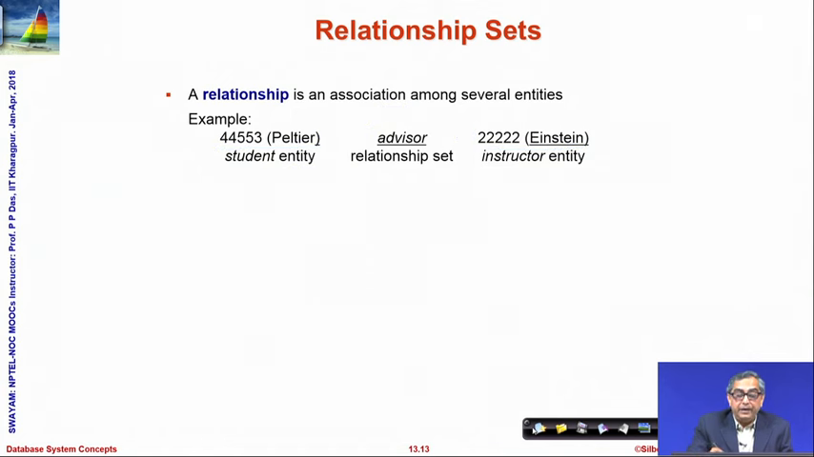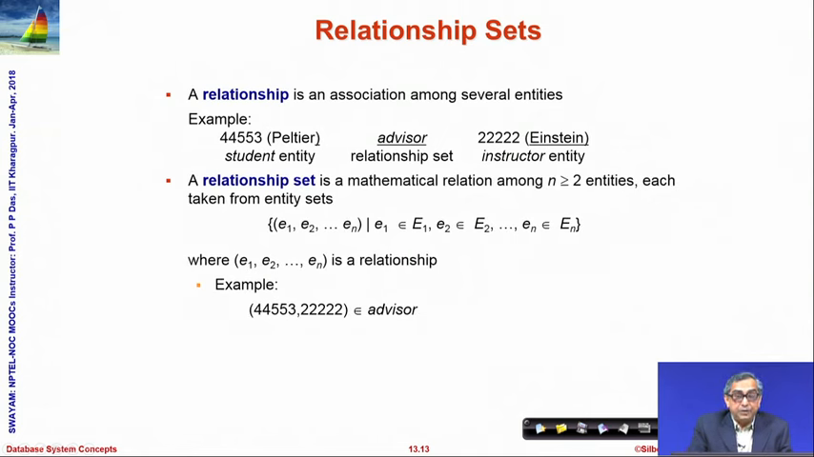Whenever we relate two or more entity sets like this, we get relationships. A relationship is a mathematical relation among two or more entities, each taken from an entity set. It can have components e1, e2, up to en, where e1 belongs to entity set E1, e2 belongs to entity set E2, and so on, and this is called a relationship. We have already seen the advisor relationship above.